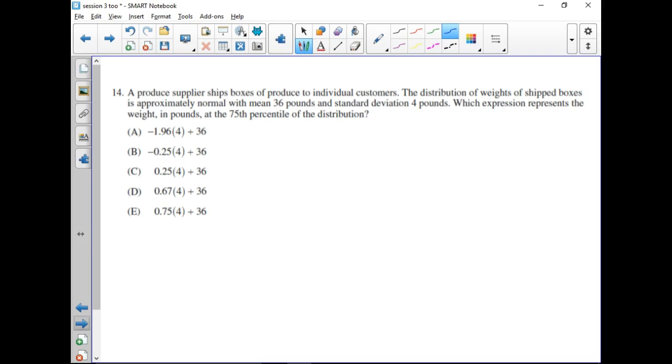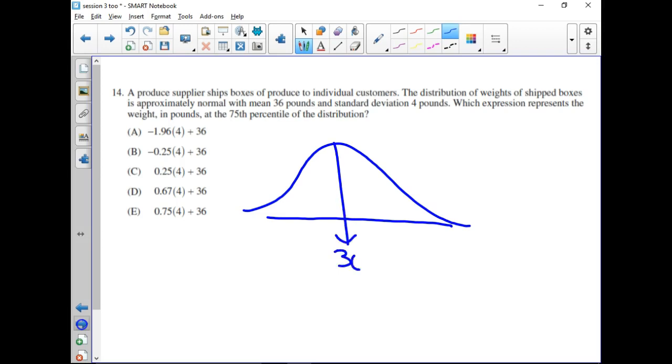Next one, a producer supplier ships boxes of produce to individual customers. The distribution of weights of boxes is approximately normal, again, with a mean of 36 pounds and a standard deviation of 4. Which expression represents the weight in pounds at the 75th percentile of the distribution?